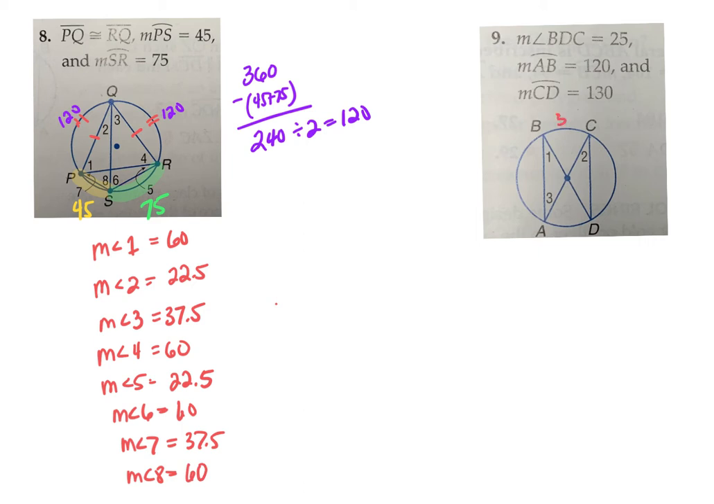Right, so I'm going to say that this is 50. AB, they just straight up told me, was 120. CD, they told me, was 130. So how do I calculate AD? Just add them. You get 300. 360 minus 300 is 60. There we go. I have all my arcs.